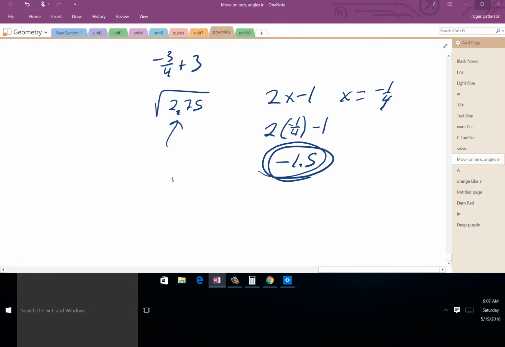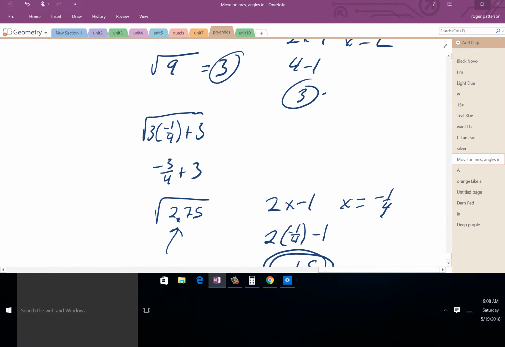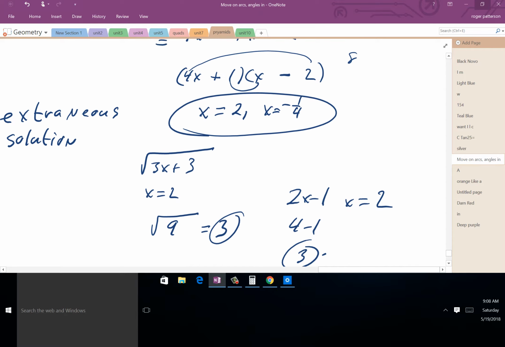So 3 is my answer. The negative 1/4 is not good. Checking your answers is just darn near as much work as doing the problem. And we solved one that I made up that had no solution, and now we had this one which has only one.